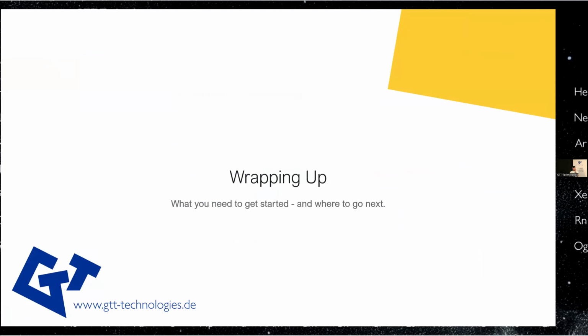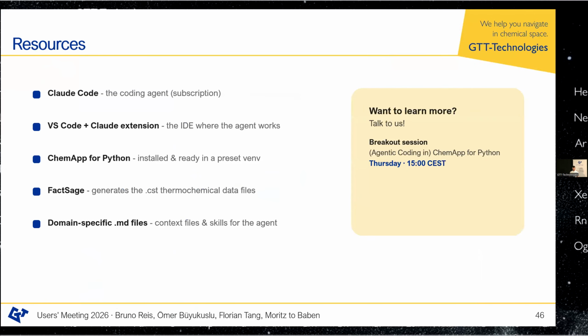Okay. What would you need to reproduce what I did? You would need Cloud Code, if you want to do exactly as I did, but you can also use any other model subscription. You need VS Code and the Cloud extension, or the corresponding extension for VS Code. ChemApp for Python. You would need a license for it if you want to do the full model. And you also need FactSage to generate the CST files. And as Ömer explained, you also would need to generate your domain-specific files for your particular applications.